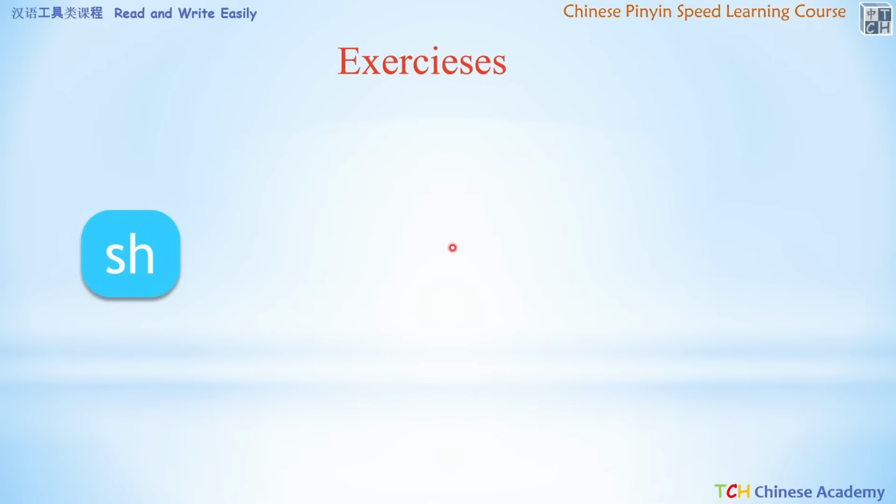Let's look at some exercises with sh. shi, the second tone going up. So 十 means 10. And this one with the same pinyin as this one, but the tone is different. It's the fourth tone falling down, and it's pronounced shi, 是 means yes.